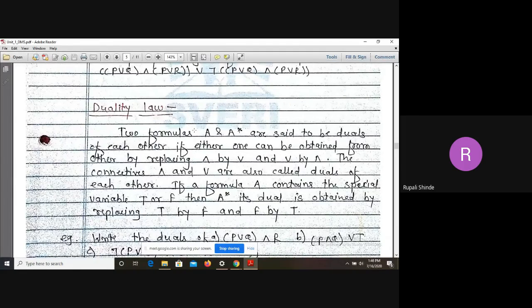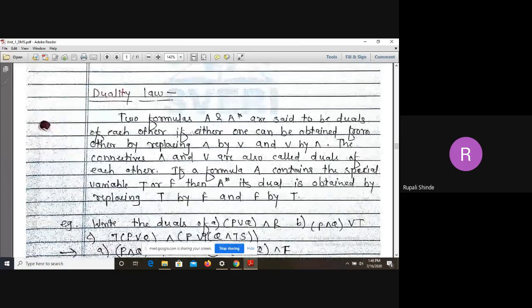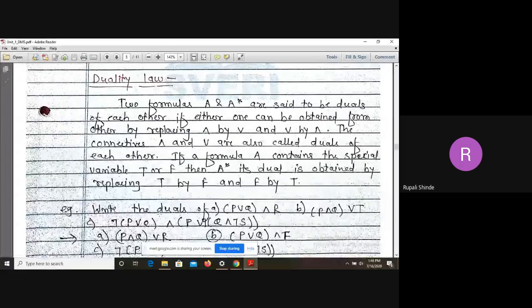Like this. So here some questions are given. Write the duals of P or Q and R. So here, in order to obtain its dual, we have to replace this 'or' by 'and' and 'and' by 'or'. So the first answer is P and Q or R.